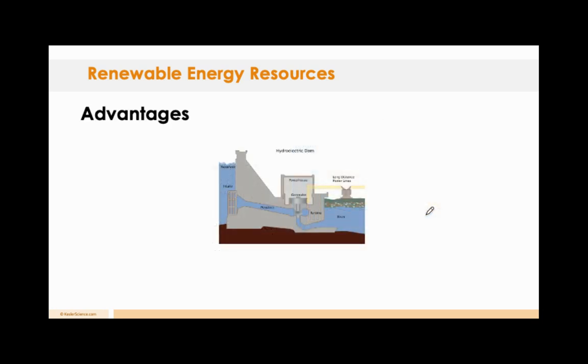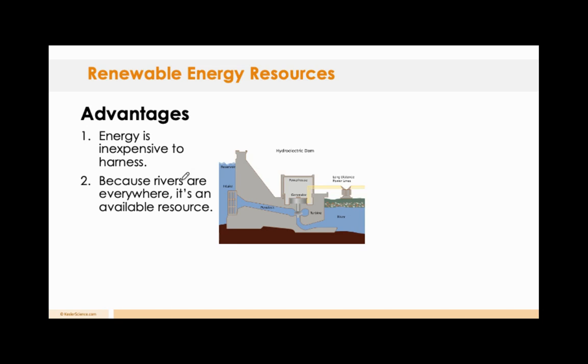Now, some advantages to this is the energy is inexpensive to harness. Because rivers are everywhere, it's an available source. And it's reliable because engineers control the flow of water. This is as close as we can get to having an actual battery. Because we can store up the water on the back side of it, and then when we need more power, open up these floodgates and let more power flow through there. It's going to generate the electricity.